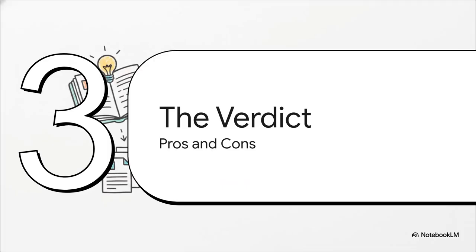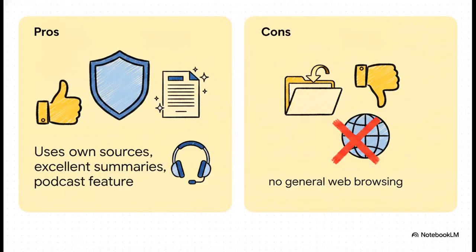Section 4. The verdict. Pros and cons. As with any technology we cover in our explainers, we want to give you a totally impartial, balanced look at the tool's strengths and, of course, its limitations. The pros are incredibly strong here. It securely uses your own sources, ensuring high accuracy. It generates genuinely excellent summaries. It features that mind-blowing AI audio overview we talked about. And it's just remarkably easy to use.